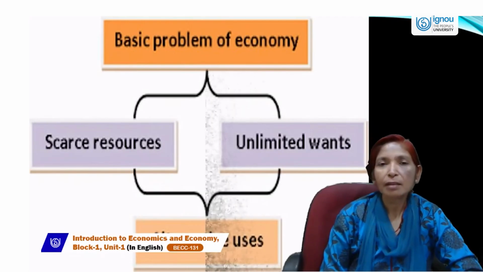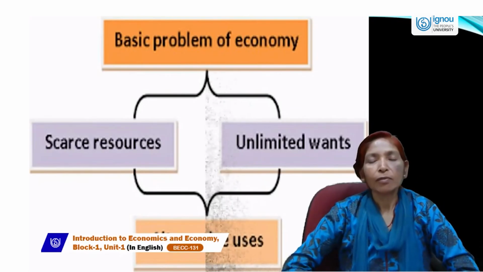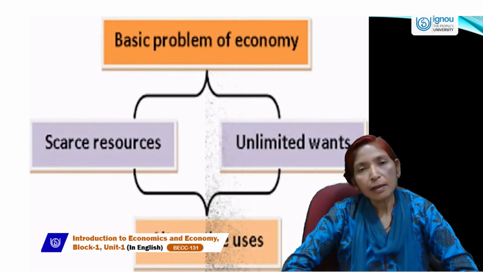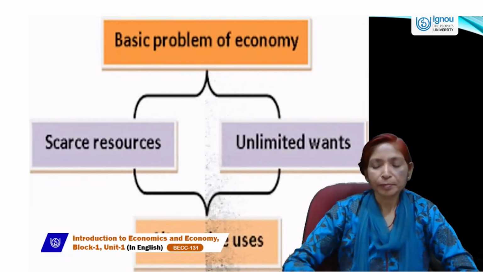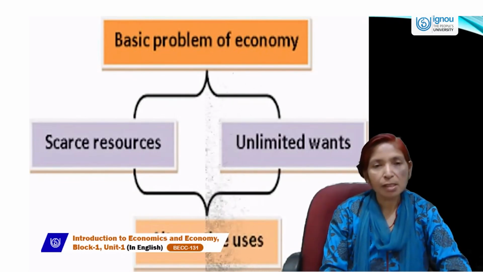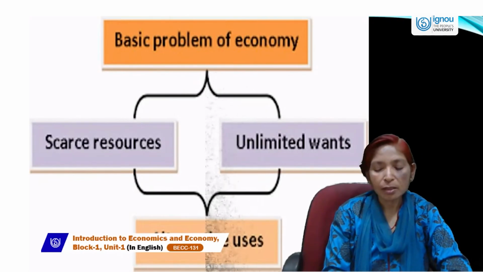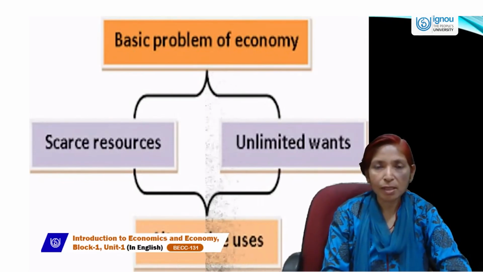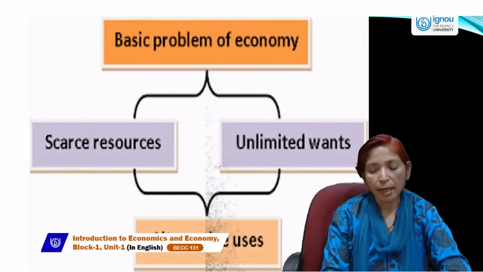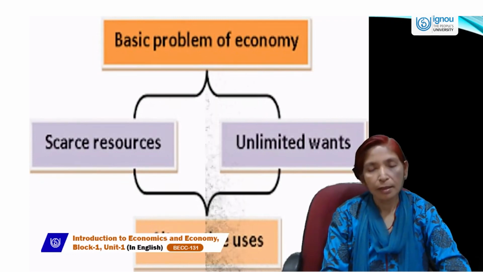One is limited resources. Second is unlimited wants. And third is alternative use of the resources. So this is known as the basic problem of an economy, and it has three causes: unlimited wants, limited or scarce resources, and alternative use of the resources.